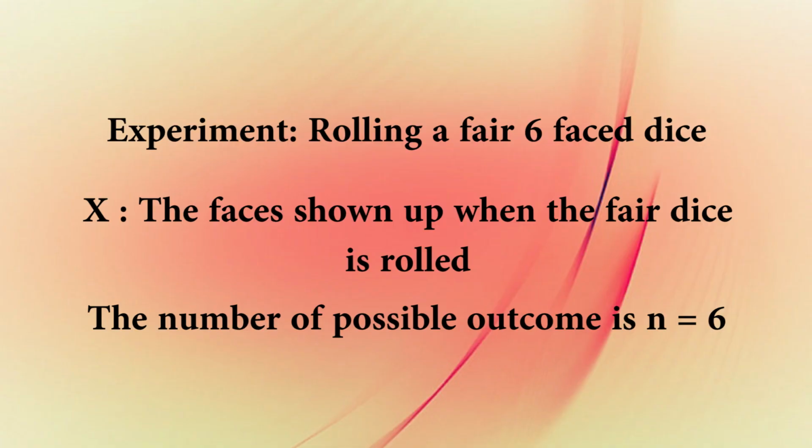In an experiment of rolling a fair 6-sided dice using the discrete uniform distribution, compute the probability of rolling 3. Also, compute the probability of getting an even number. In the experiment of rolling a fair dice of 6 faces, that is n is equal to 6. Let us define the random variable X as the face shown up on the dice. The number of possible outcomes is 6.